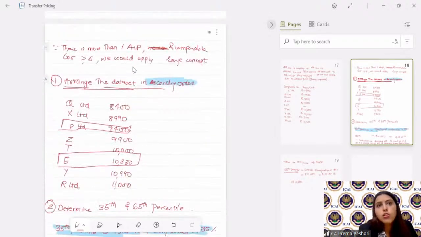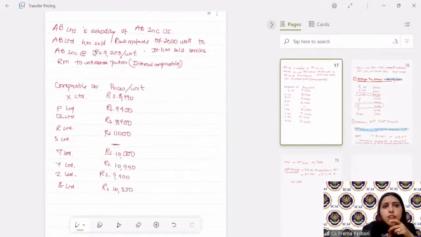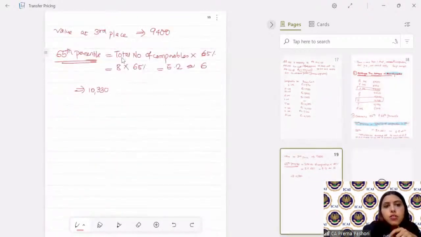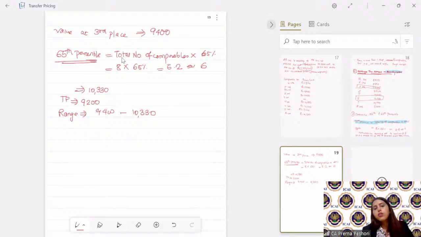10,330. Now, what is my transfer price? I have sold the goods for 9,200. Now, whether this falls within the range: what is my range? My range is 9,400 till 10,330. My transfer price was rupees 9,200. So whether I am in the range, the answer is no. So I am not in range.